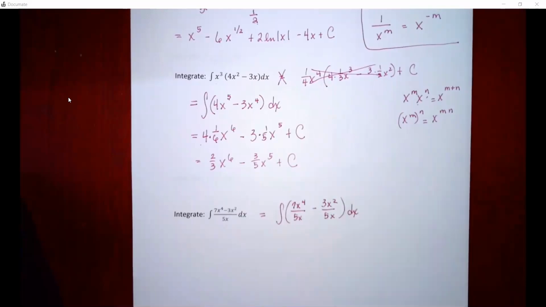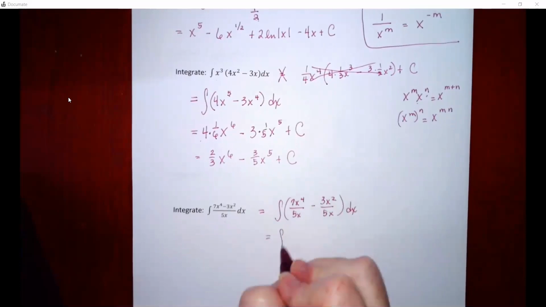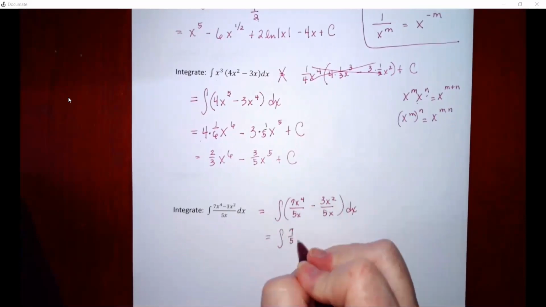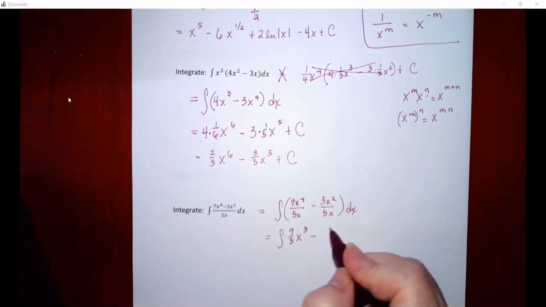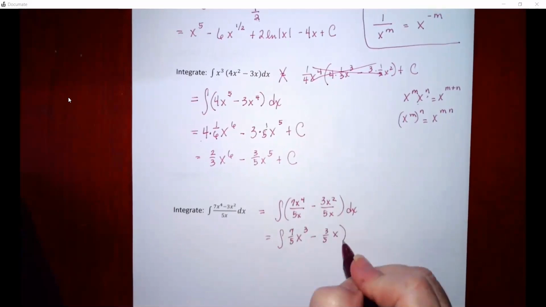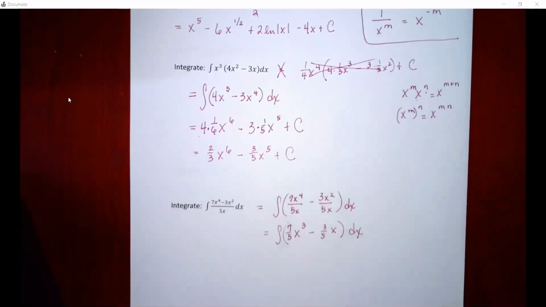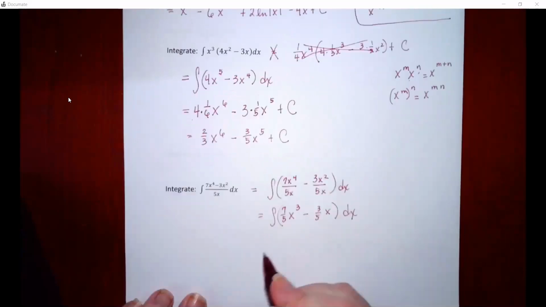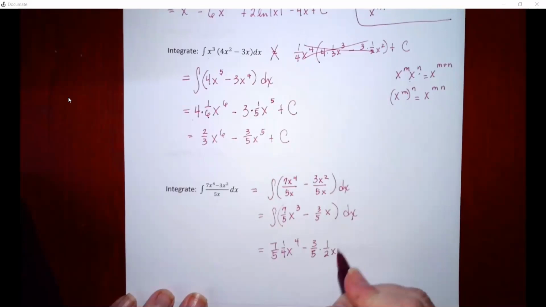In other words, break up that fraction across addition or subtraction in the numerator, which would be 7/5 x cubed minus 3/5 x dx. Integrate term by term, and we'll have 7/5 times 1/4 x to the 4th minus 3/5 times 1/2 x squared plus c.